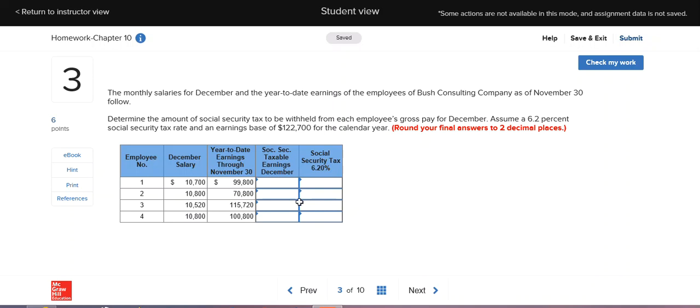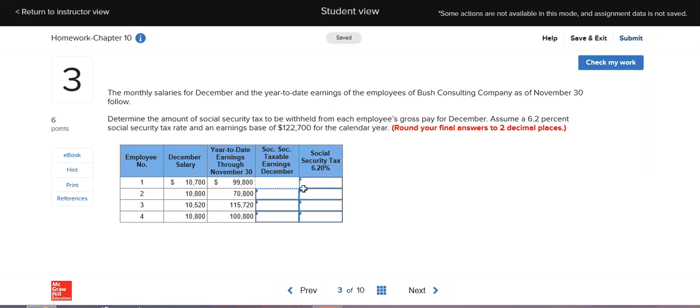So we've got employee number 1 says he has earnings for January through November of $99,800 and then December earnings of $10,700. So for his salaries to be taxable, he has to be below $122,700. He had almost 100,000 plus about 11, so he's under the 122,000. So his entire, he or she, whichever, their whole salary is taxable for Social Security.